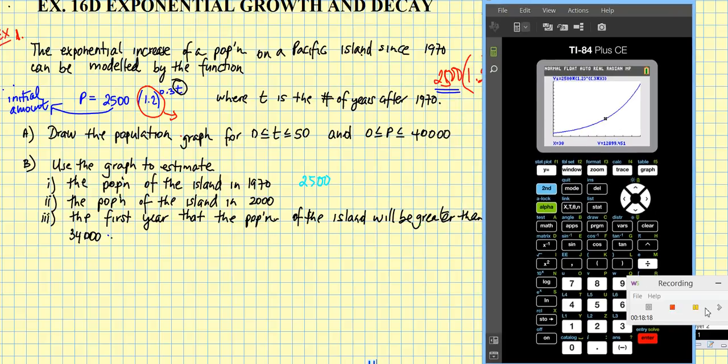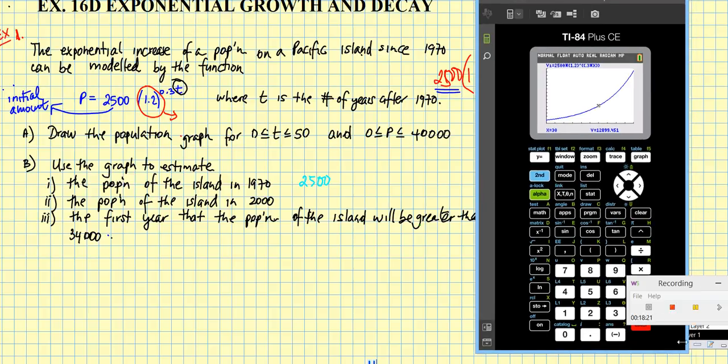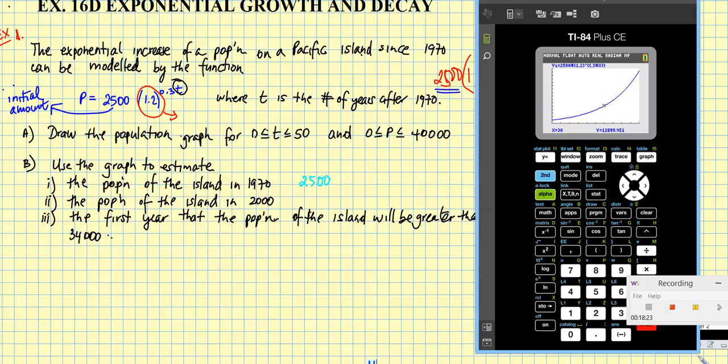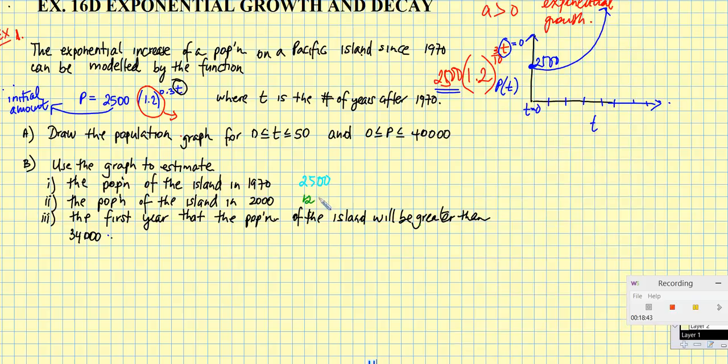12,899.461. I can't read it, but I'm sure you guys can see it. It's 12,899.461, so I will place that in there. That's interesting, 0.461. So I know that my population in the year 2000 is going to be 12,899.